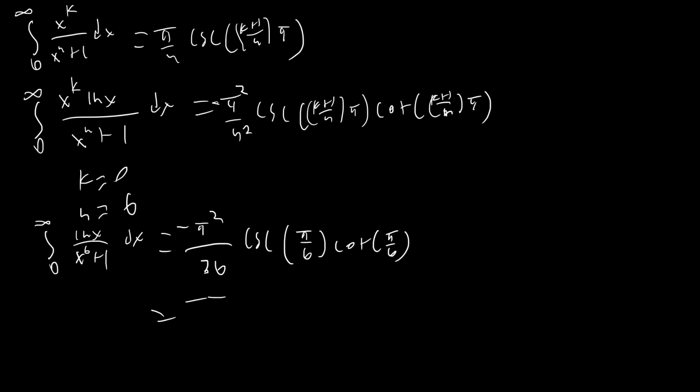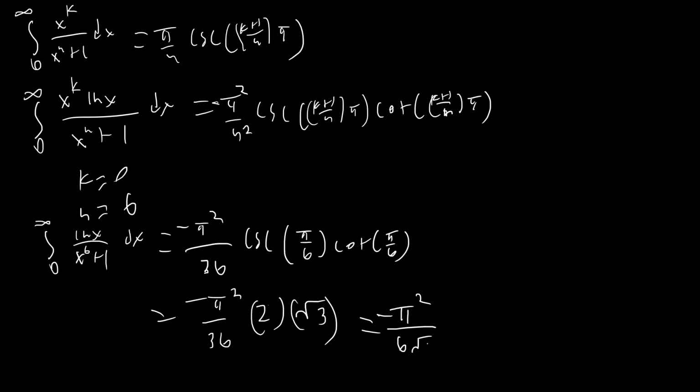and this is equal to negative pi squared over 36. Cosecant of pi over 6 is just 2. Cot of pi over 6 is, I believe, square root 3, yes. And so what we're going to end up with is pi squared over 18 times square root 3. So that's going to be 6 square root 3.